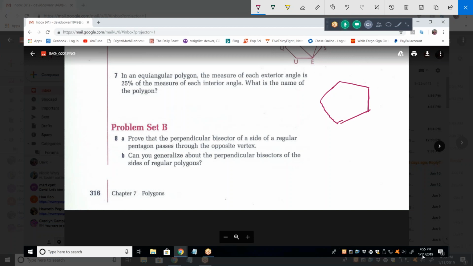Okay. Now, prove that the perpendicular bisector of a side passes through the opposite vertex. So I'm trying to prove that a perpendicular bisector of that side goes through there.